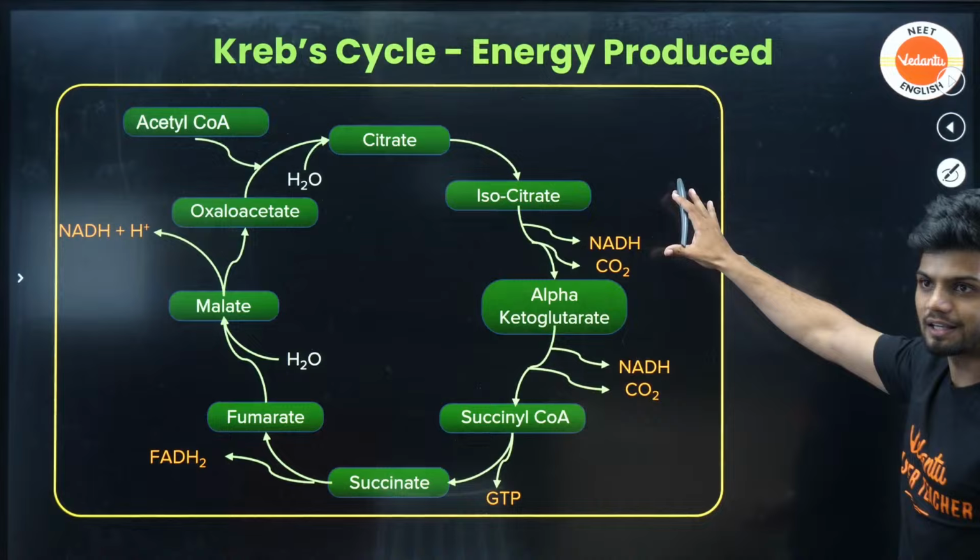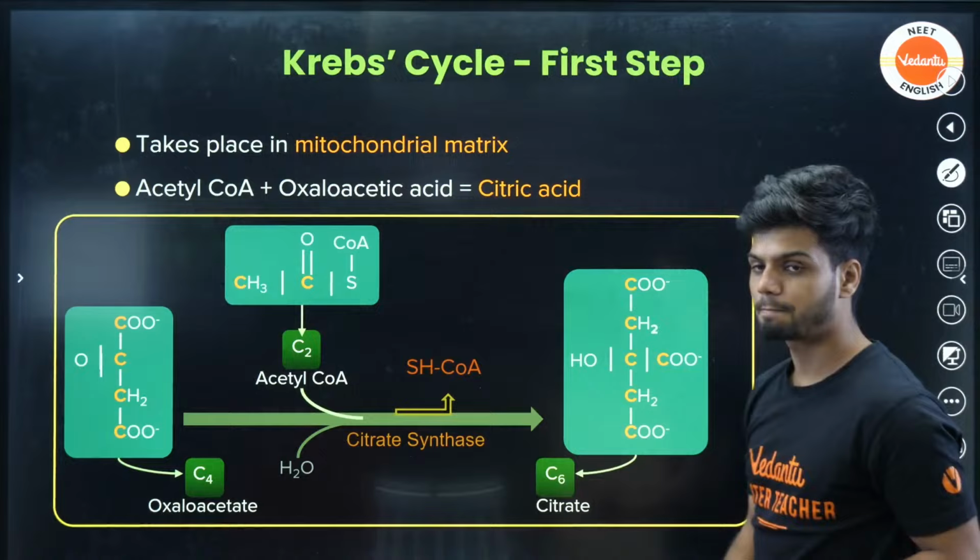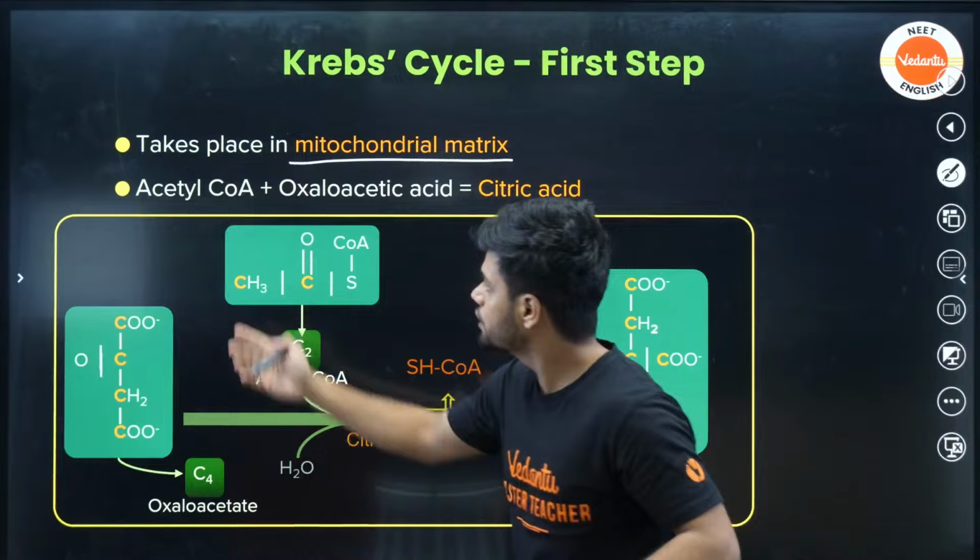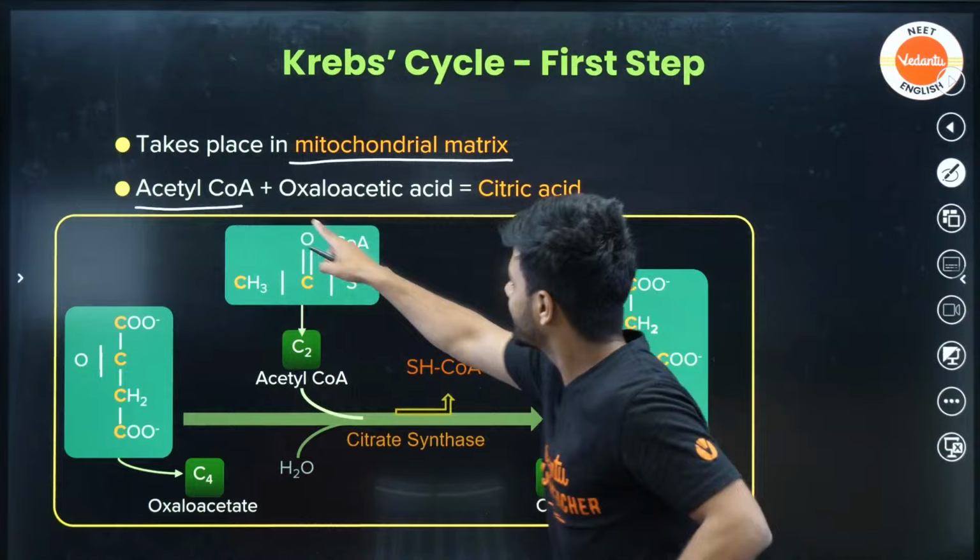This is your Krebs cycle. This is what I'll be using, and this is what I have written also. Now, students, the first step happens in your mitochondrial matrix. What is happening in your first step? Acetyl-CoA from the link reaction is joining with oxaloacetate, which forms citrate.